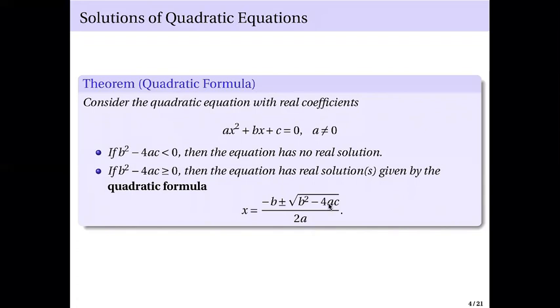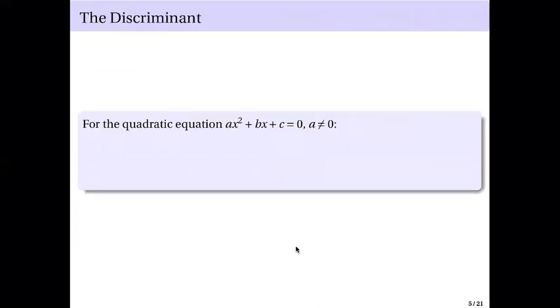Now, the number b squared minus 4ac here is called the discriminant of the equation. Okay? It's called the discriminant of the equation. Now, let's just talk about the discriminant in the next few seconds. So for the quadratic equation ax squared plus bx plus c equals 0, where a is not equal to 0, if the discriminant is less than 0, then the equation has no real solution.